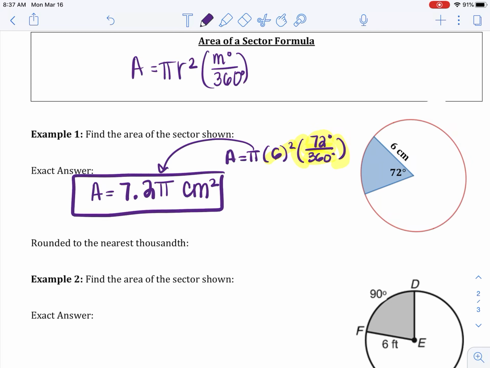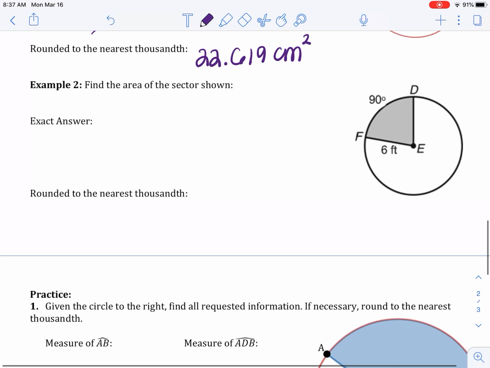Now, if I want the answer rounded to the nearest thousandth, I can retype this whole entire thing in my calculator, or I can just type 7.2 pi in my calculator. Go try both. See if you can get the right answer either way. This is obviously going to be a shortcut way, so I would do that. All right, my answer: 22.619, and then don't forget your unit. This is area, so centimeters squared.